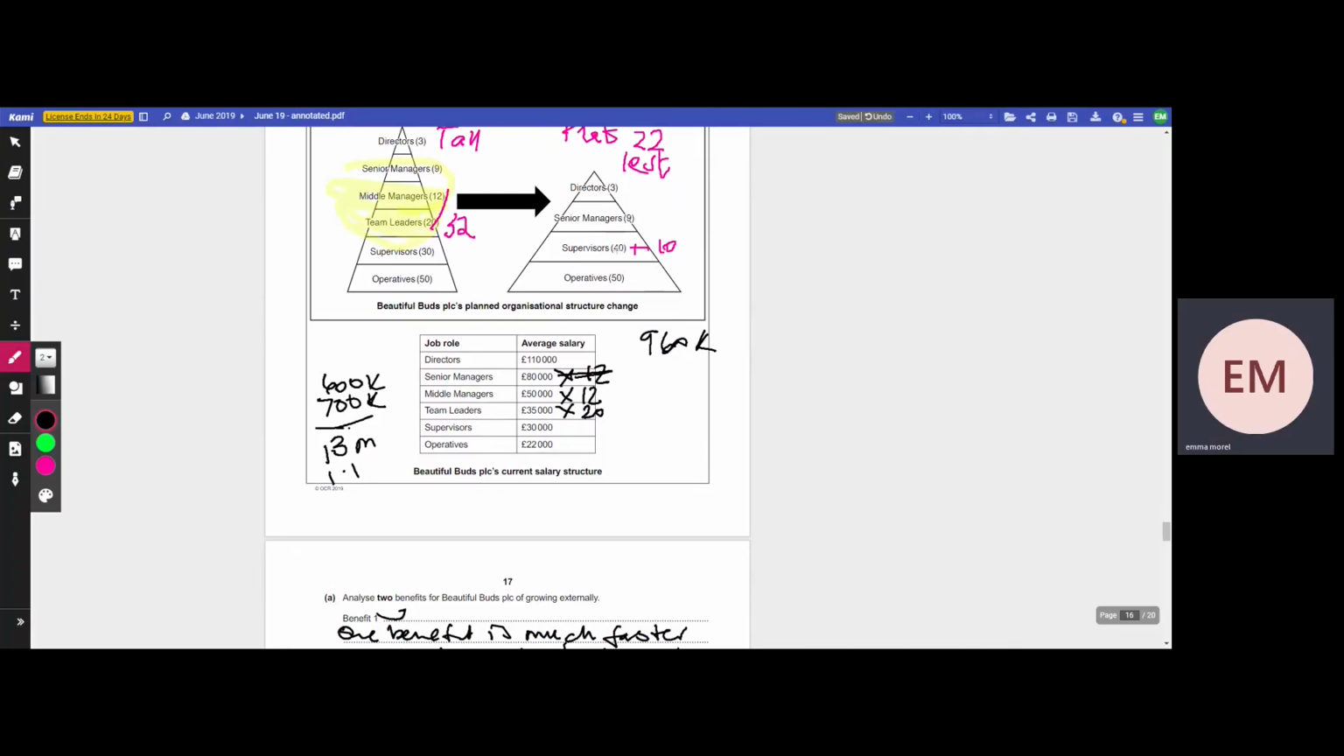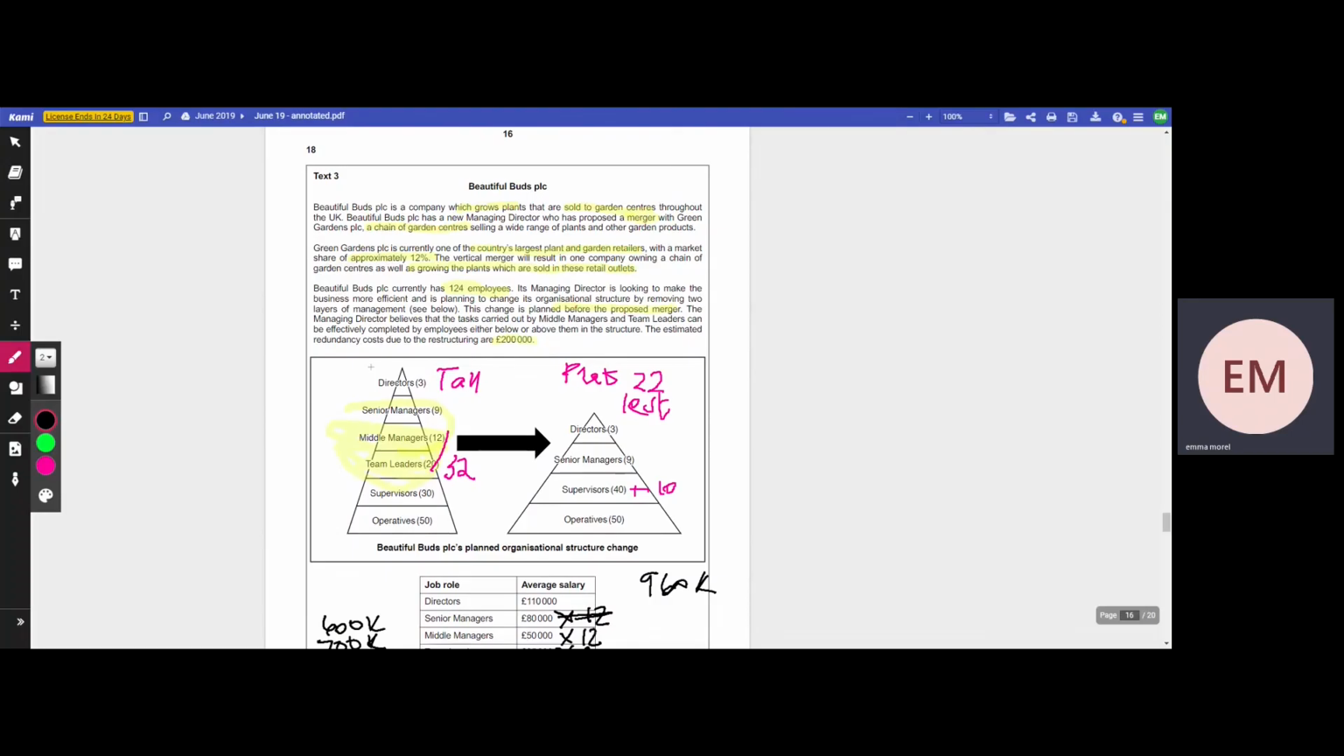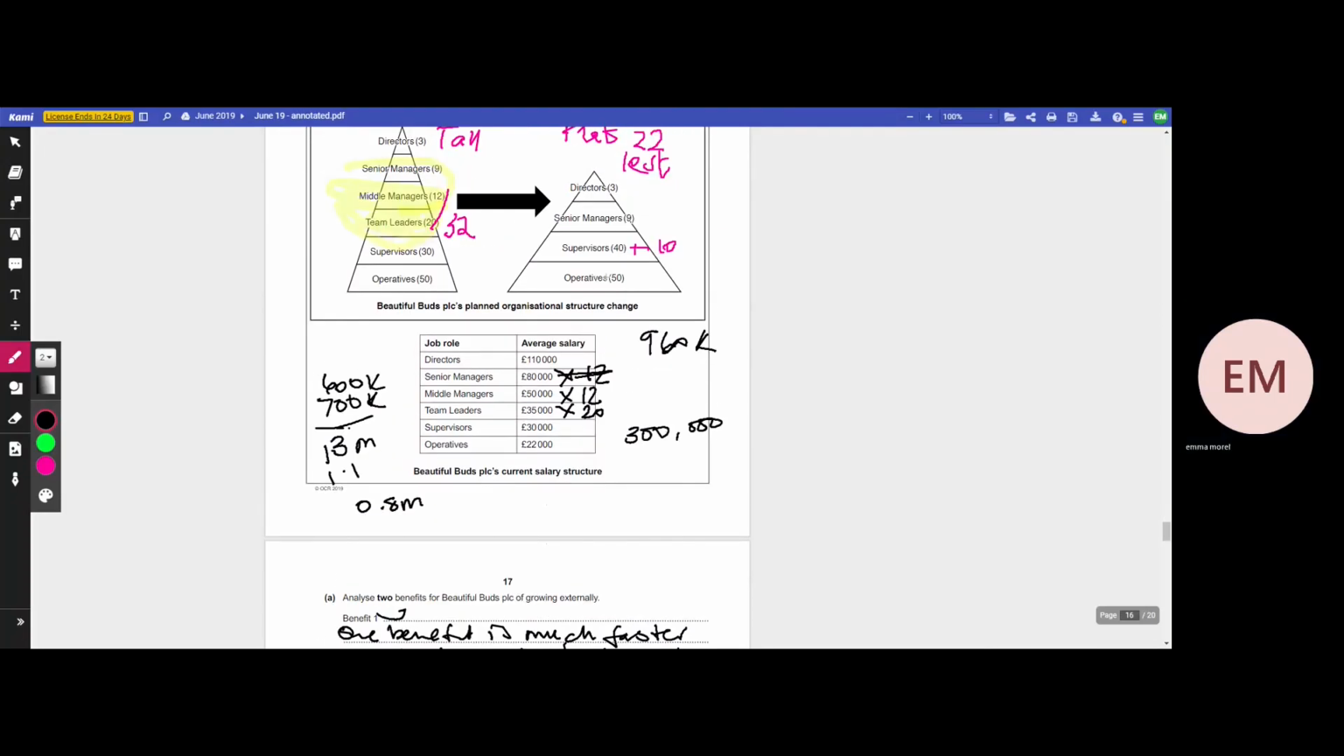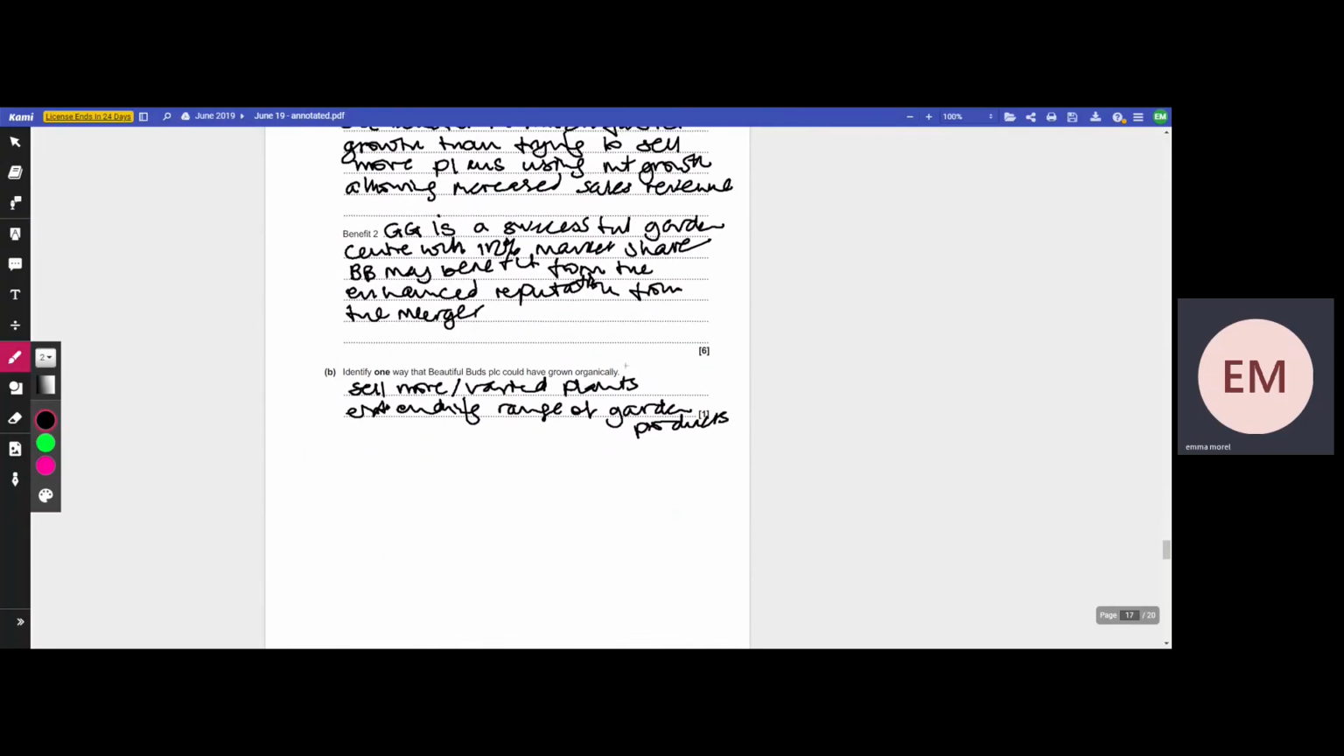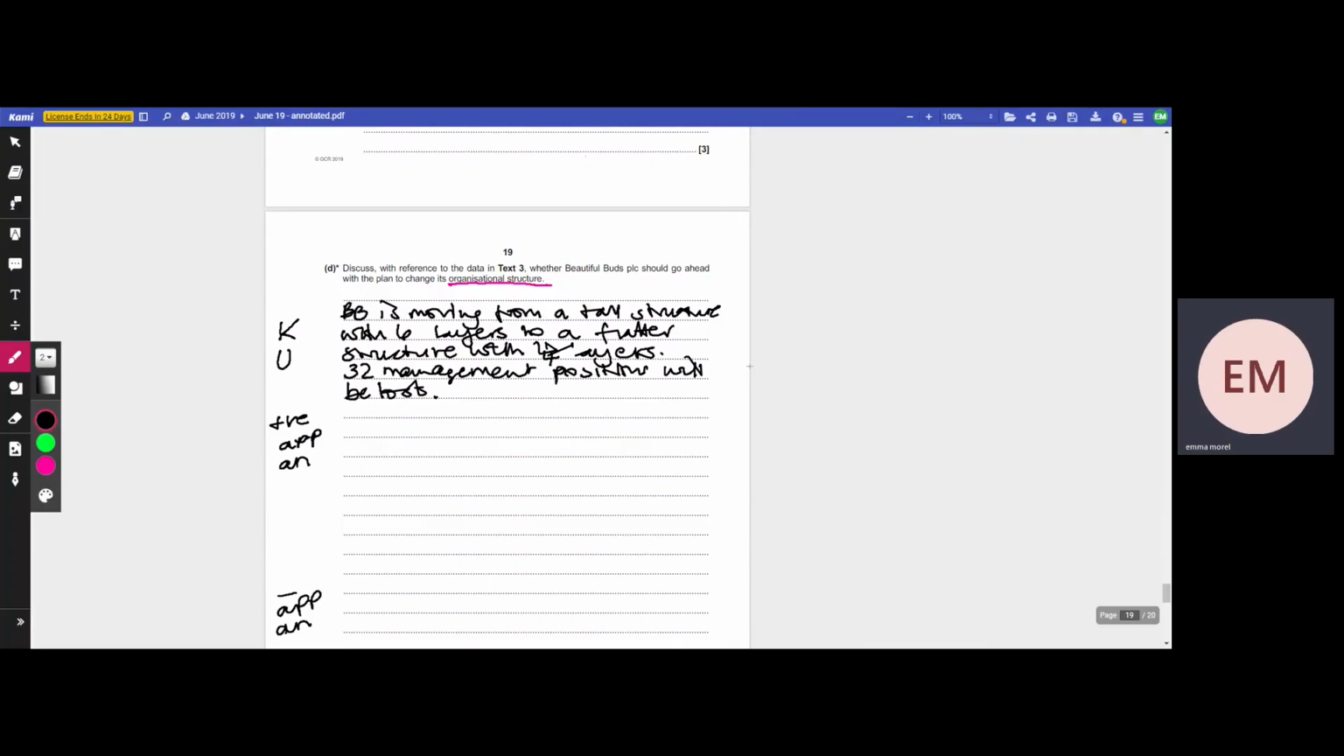But we are also going to be employing 10 more supervisors. So how much does it cost us for a supervisor? 30,000, so that's going to be 300,000 total. So actually our net is going to be 0.8 million. So overall, by the time they've got rid of those, not paying those wages, but they have paid out the restructuring costs and they have paid for the new 10 more supervisors, they should still be 0.8 million better off. So that's some of the information that we need to use.